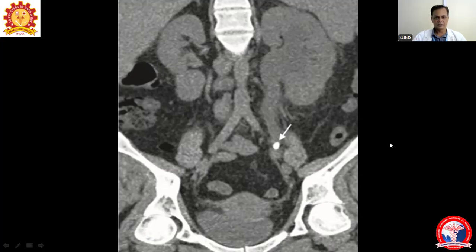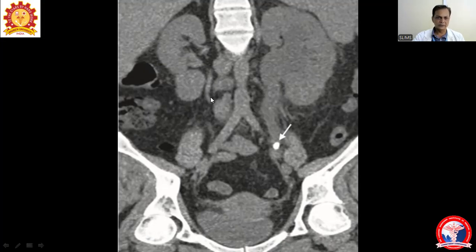Here, we are seeing a coronal section CT scan reformatted image. This is very easy to understand. I'm moving my cursor. You can have a look on this side. This is the right kidney. We see the cortex, medulla, and then renal sinus fat. Here we are seeing the ureter, the right upper ureter.